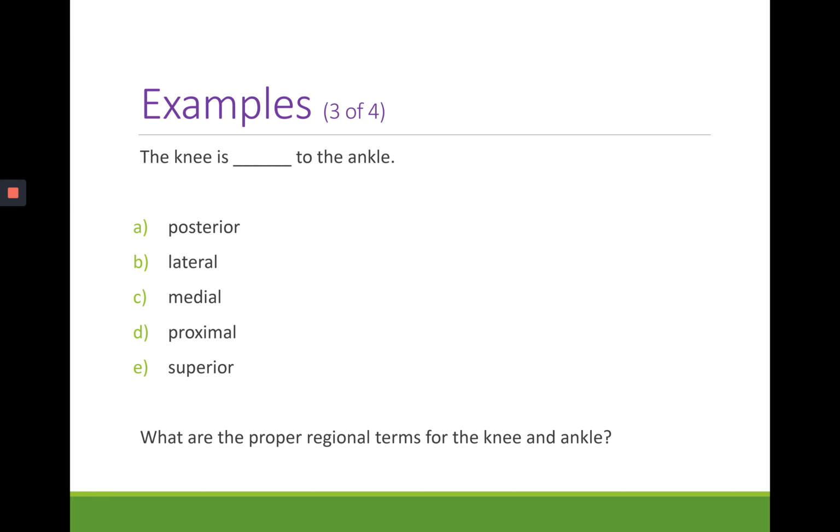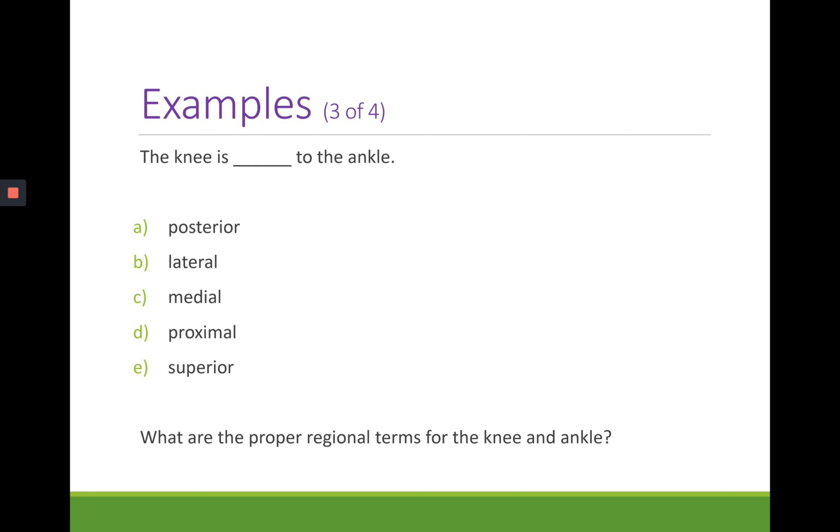Let's try another example. The knee is blank to the ankle. So go ahead and find those structures. Find your knee, find your ankle. And I'll give you a minute. Try to answer this just like reading the question forward. The knee is blank to the ankle. All right, if you said D, proximal, you would be correct because the knee is closer to the point of attachment for the lower limb than the ankle.